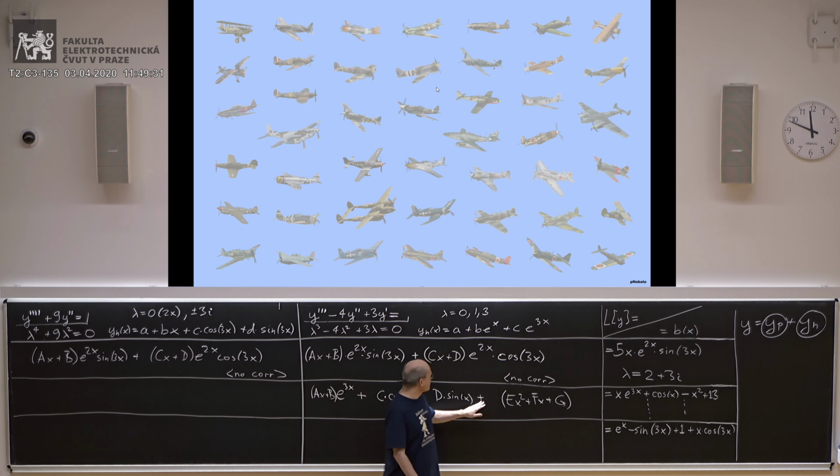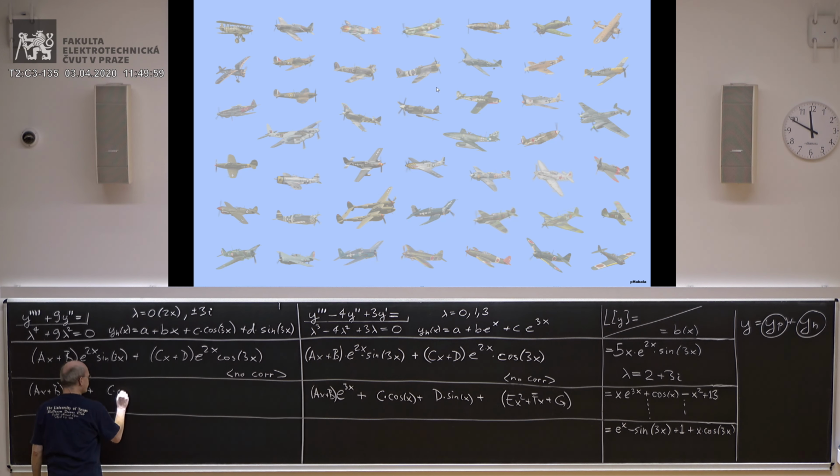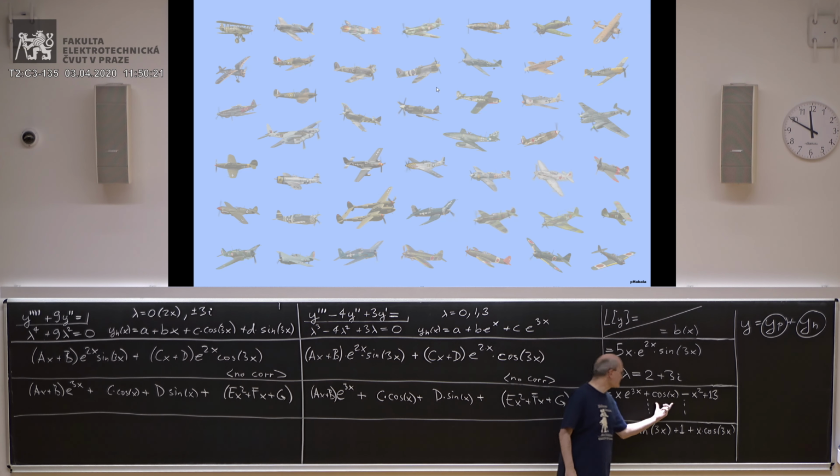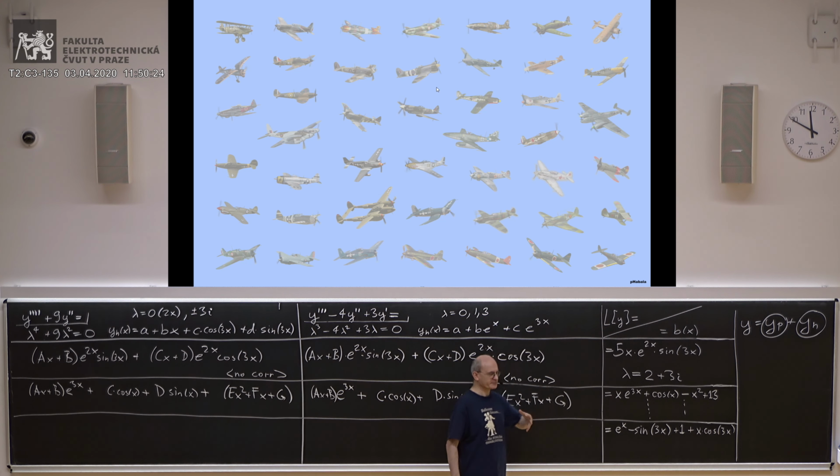And again, at this stage, we are looking just at the right-hand side, so I can copy it. Here we go. A x plus B, e to 3x, plus C cosine, plus D sine, plus E x squared plus F x plus G. So that's the basic form of the guess. And now we have to come to the last step when we care about overlaps of behavior. And because there are 3 terms here, I will have to handle each of them separately.